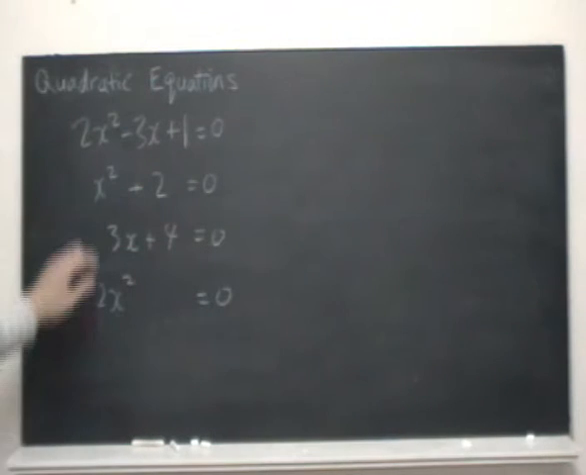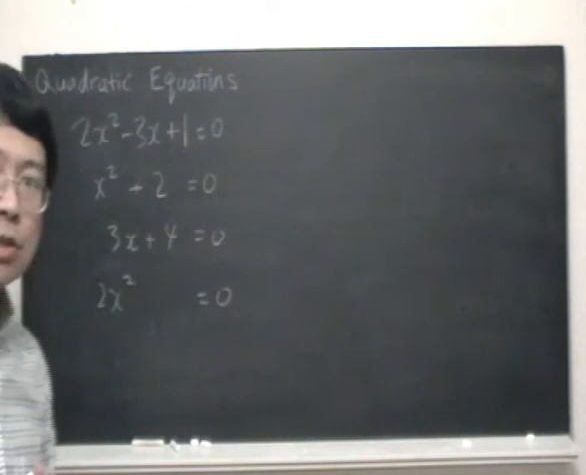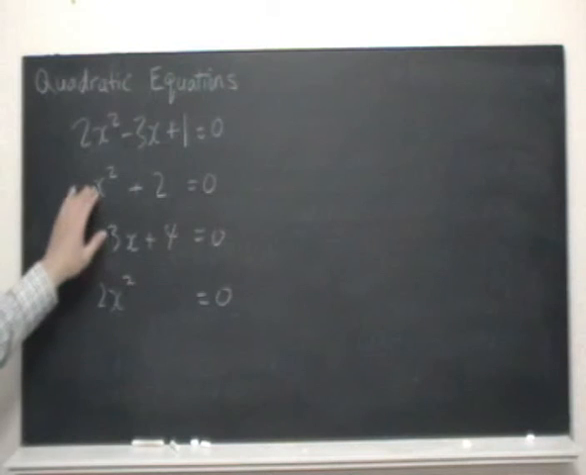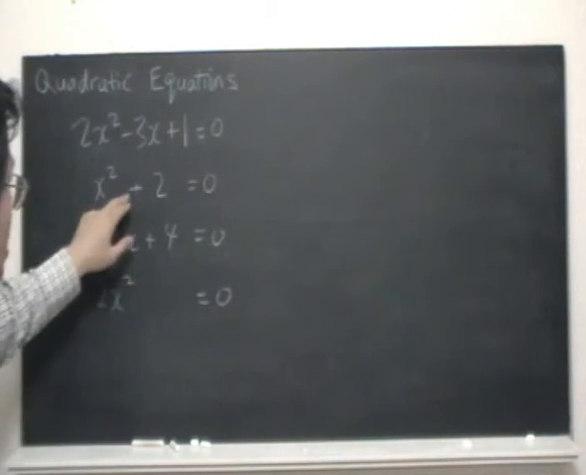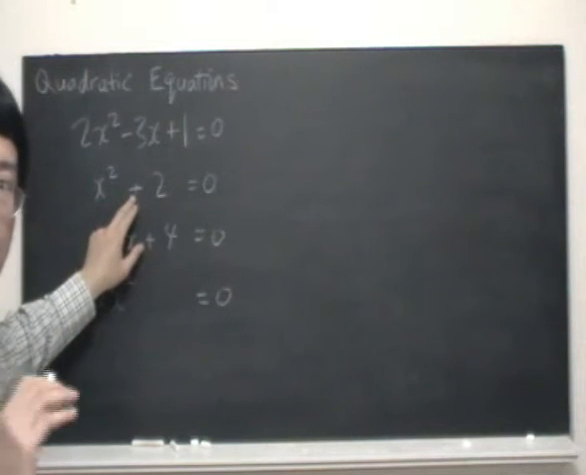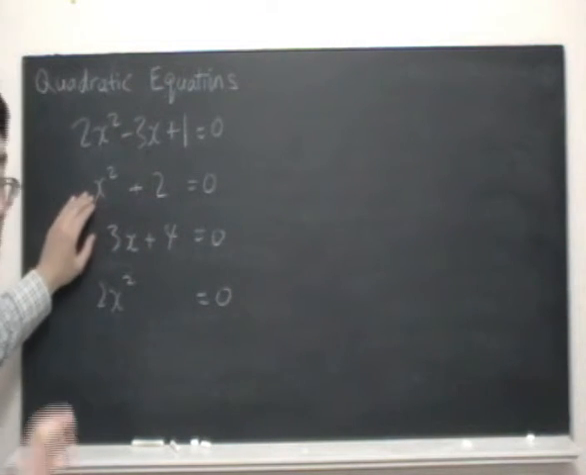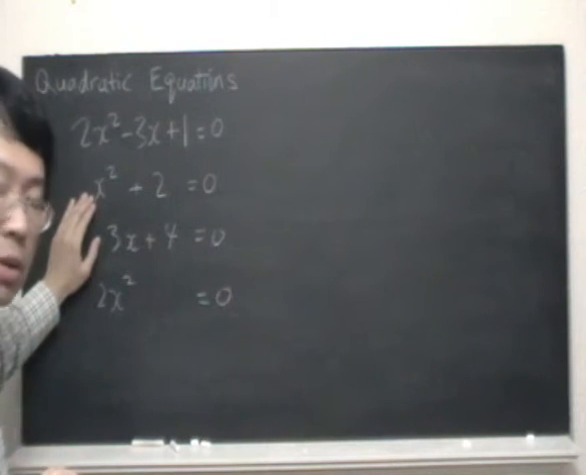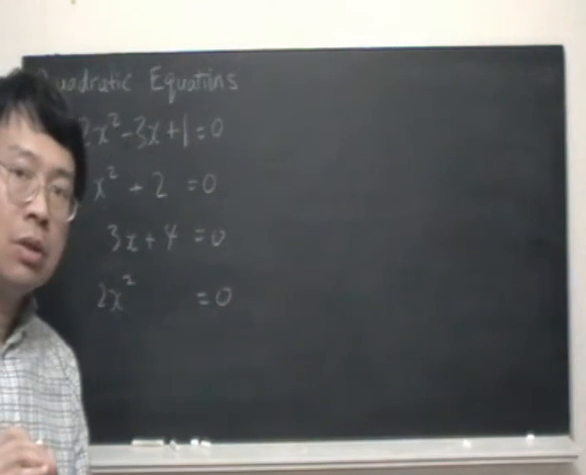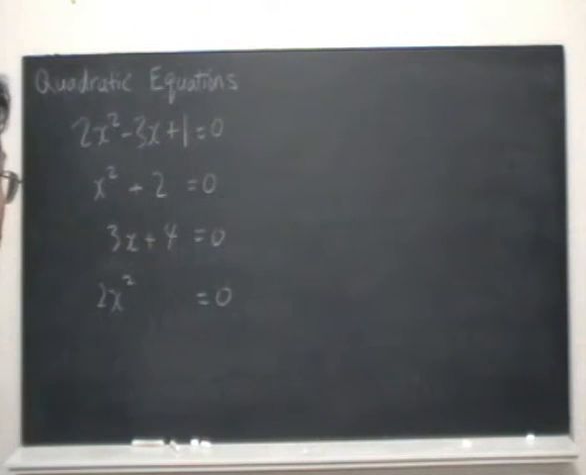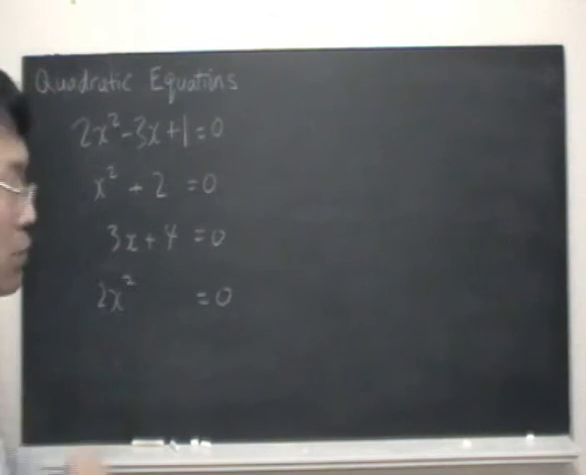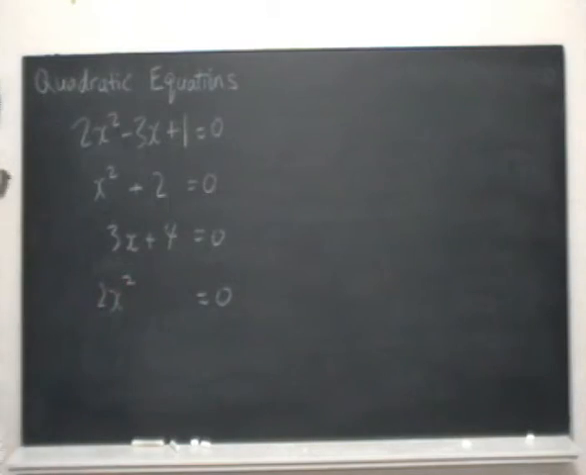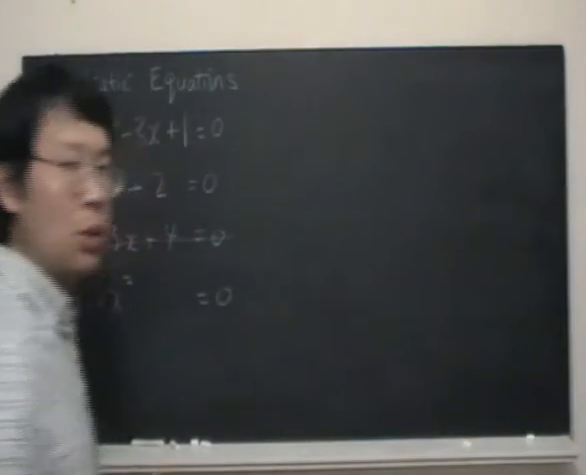Now, the second equation is x squared plus 2. That's a quadratic equation because there is an x squared. It does not have a term in x. That is alright. As long as there is an x squared in the equation, it's called a quadratic equation. That equation, 3x plus 4, is not a quadratic equation because it does not have an x squared. So we cross that out.